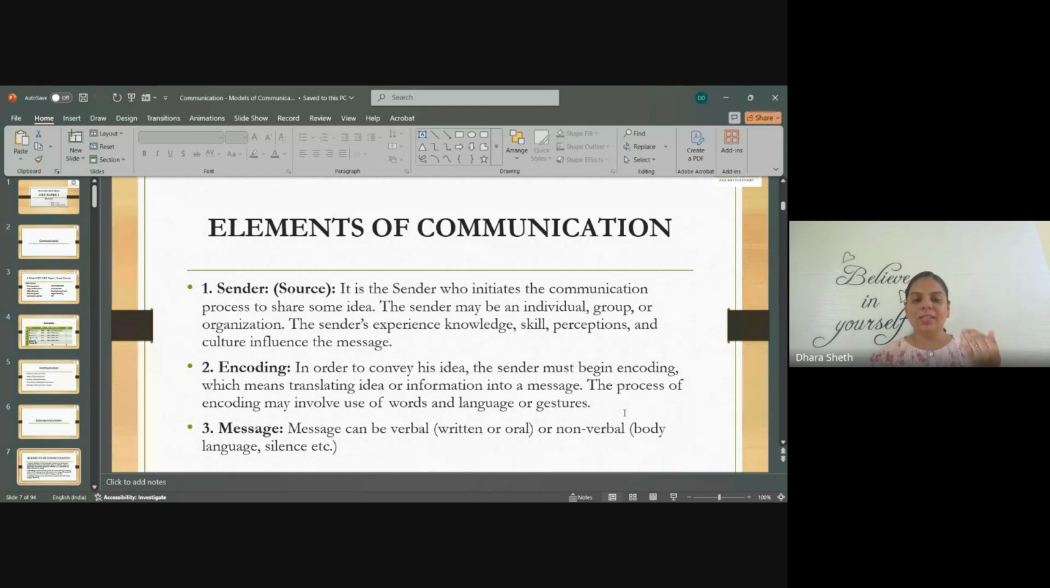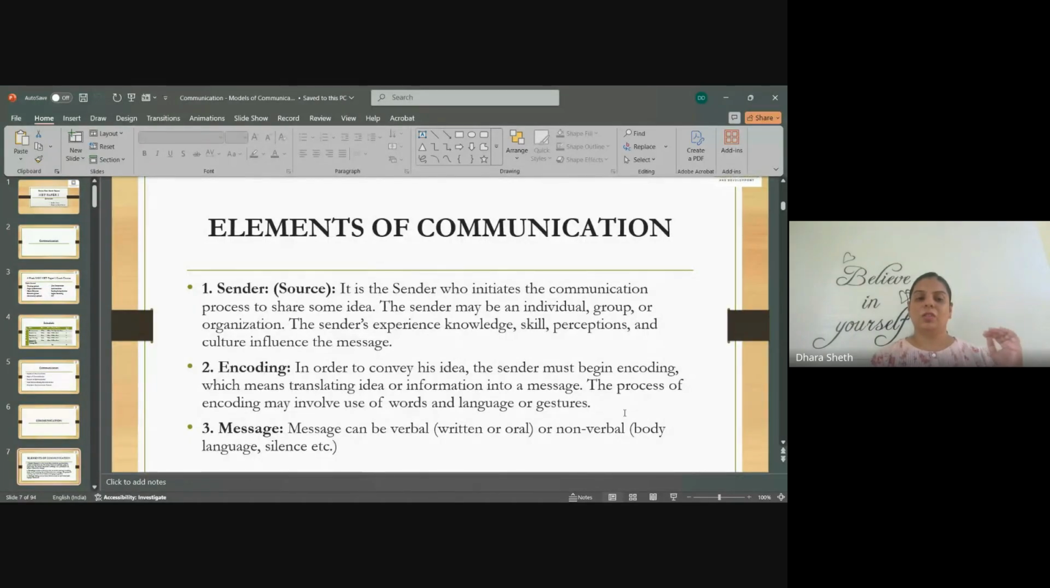It could be an oral sentence. It could be a written sentence. It could be a picture. It could be an icon, words, language, gestures. This is also communication. This conveys okay in some languages and not okay in some cultures.